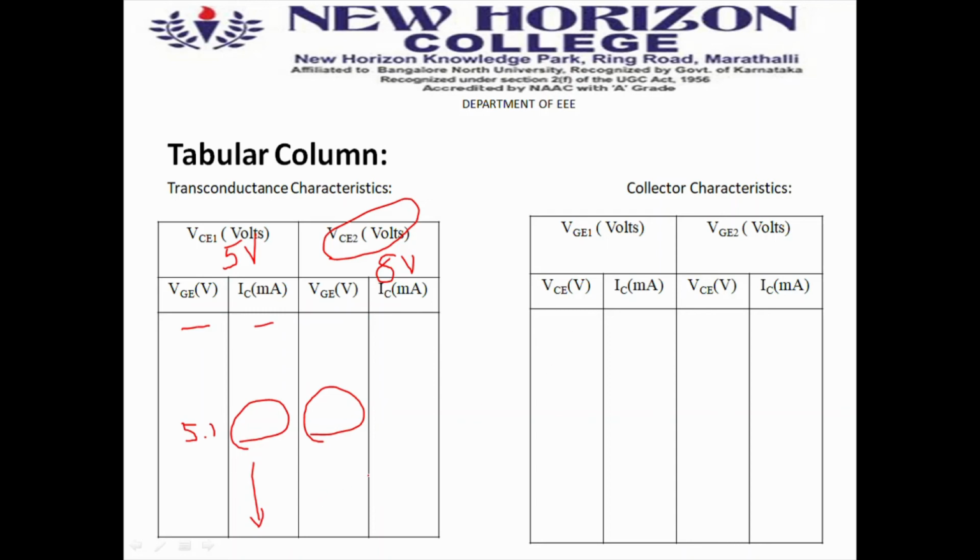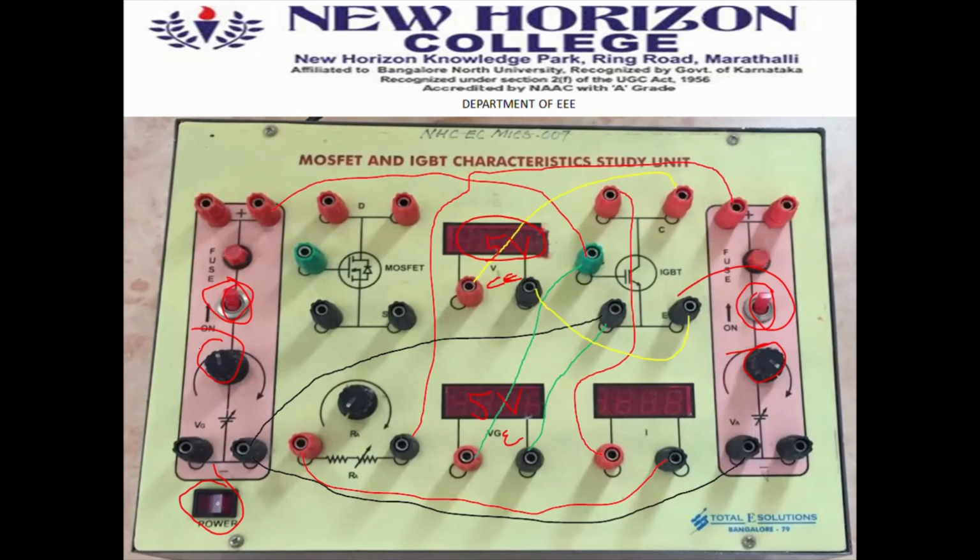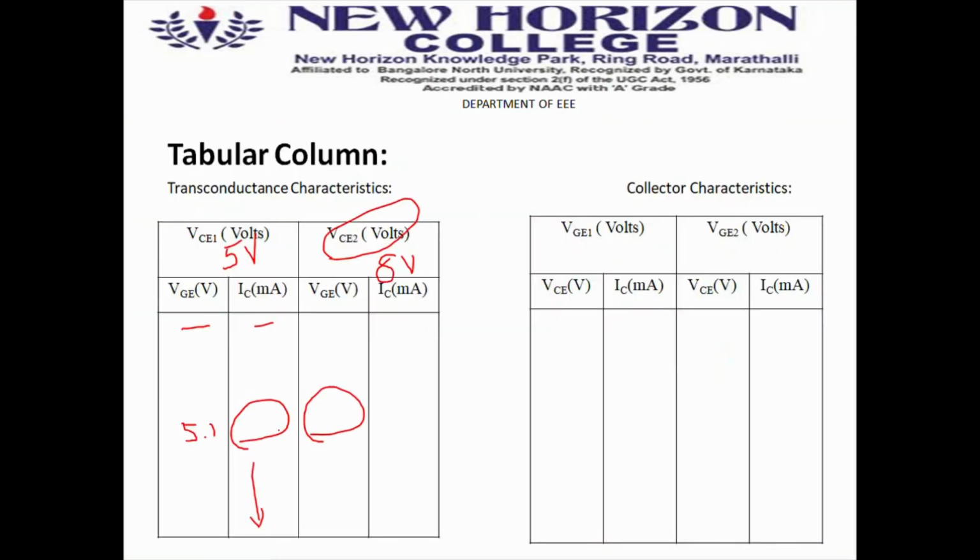Now after finding the value of threshold voltage, what I have to do is the collector characteristics. When I'm trying to do the collector characteristics, bring both the knobs back to the original position, that is, bring back to minimum and switch off these two switches. Then, we found the value of threshold voltage here, which we found as 5.1.